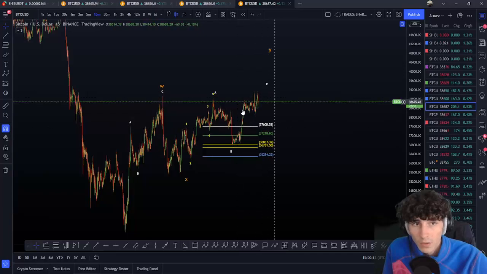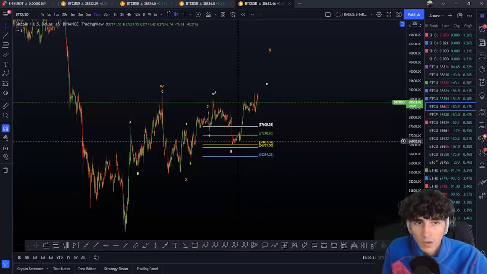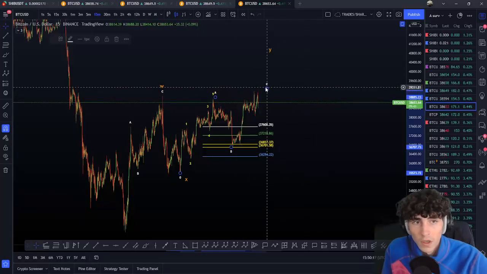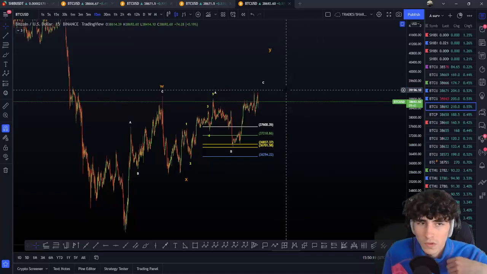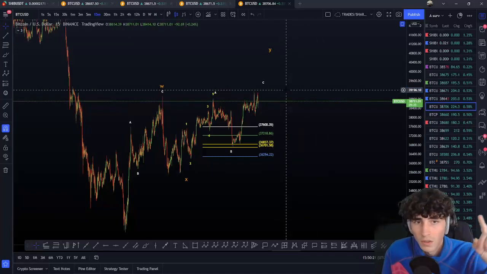Now we can be done with the five waves. I'm going to show you the different possible counts for this move here. That is more likely the scenario at the moment. Now keep in mind the other possible scenario if we're in the other one, okay?